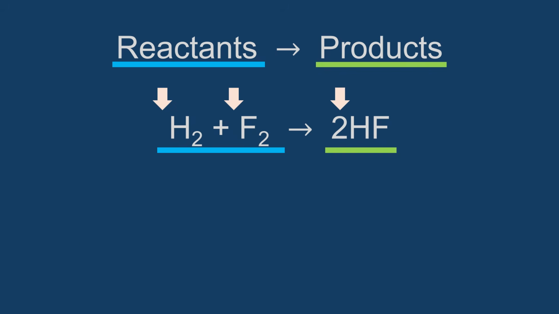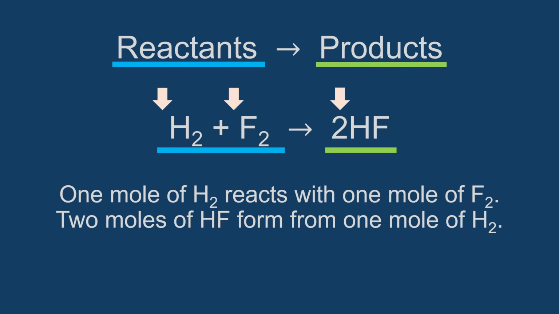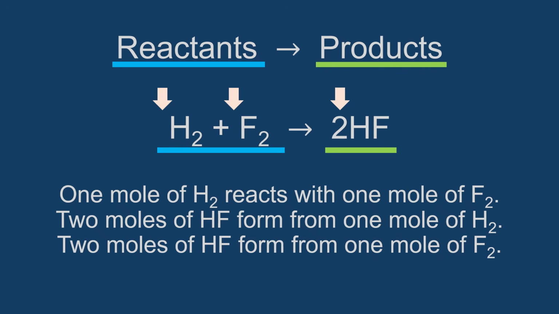The coefficients in a balanced equation can also be used to equate the amount of one substance to the amount of another substance that takes part in the same process. Based on the coefficients in this equation, I could say that 1 mole of hydrogen reacts with 1 mole of fluorine, or that 2 moles of hydrogen fluoride will form from a single mole of hydrogen, or from a single mole of fluorine. Now, I'm sure half the class is wondering why it sounds like I'm repeating myself.